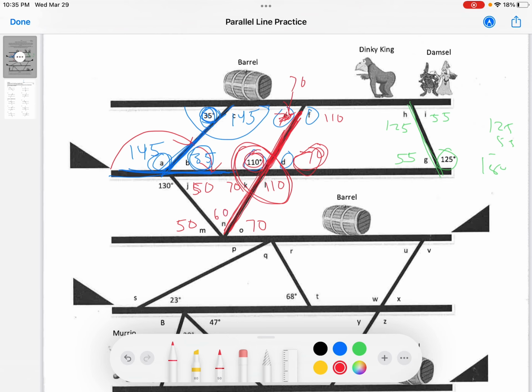And you get the idea, right? We're just kind of cranking these angles out. Let me do that one more time in case I lost you on that one. Okay, so one more time.